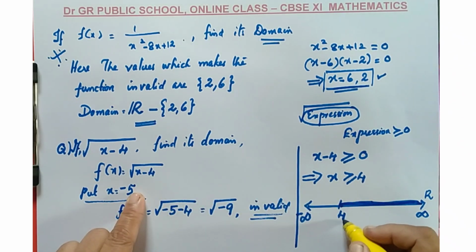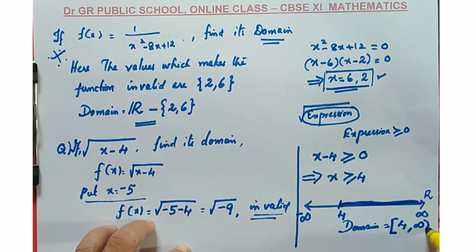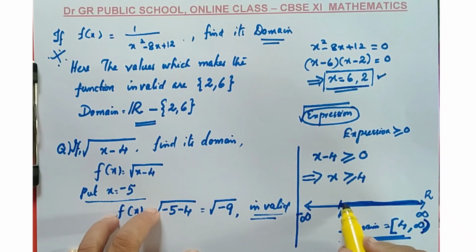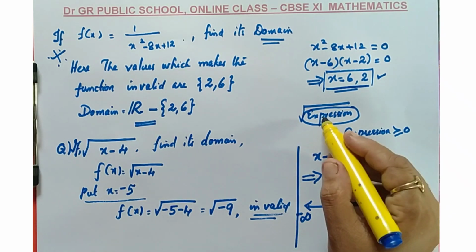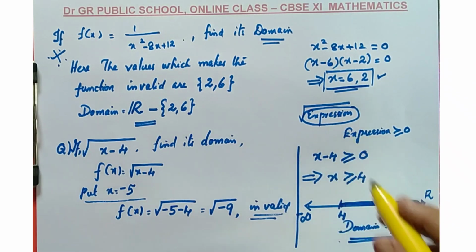So what is the domain of this function? The domain of this function, infinity is a number which is imaginary. It will continue non-stop. Hence you need to put an open bracket here. So the domain is from 4 to infinity. I hope that you understand how to find the domain of a function when the expression will come within the square root.